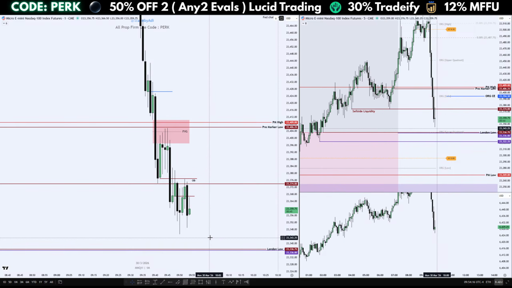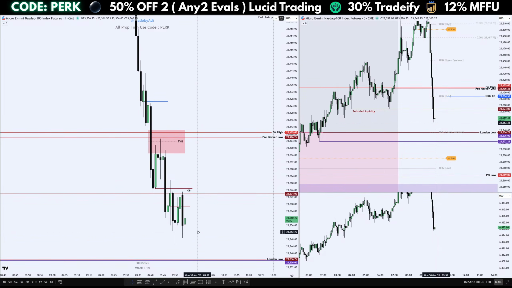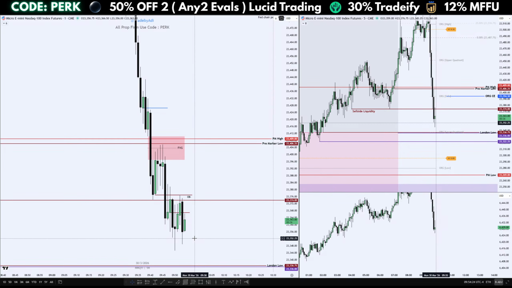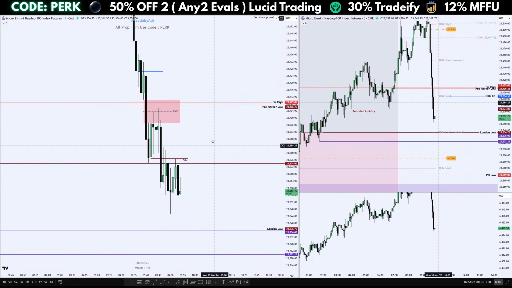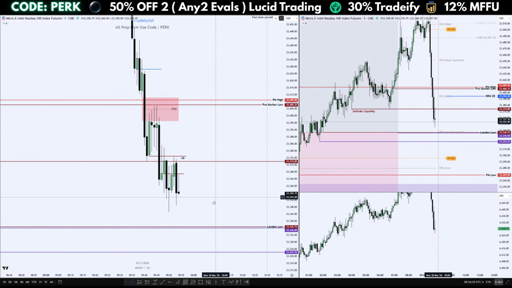What can happen right now is we can do some kind of manipulation to the upper side. We can take a short-term high, then create a bearish fair value gap, and we can run this low also.